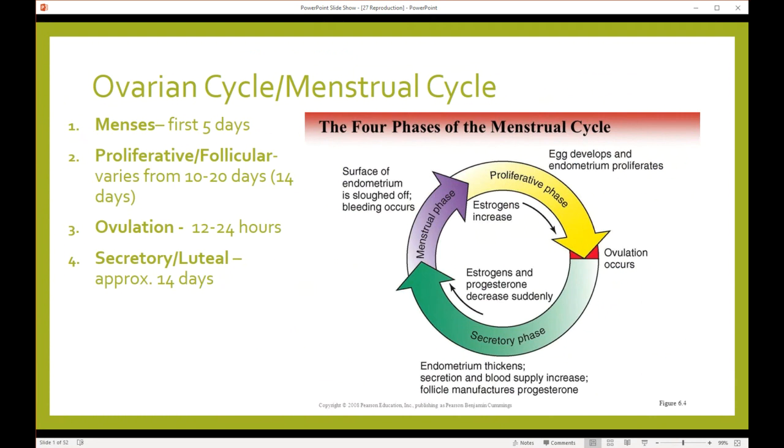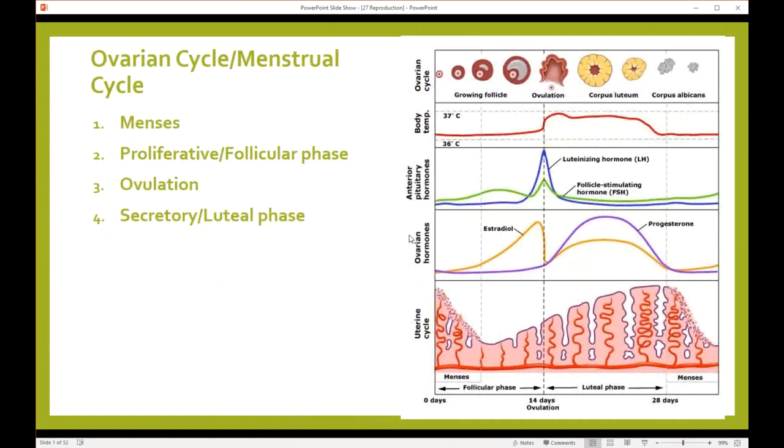Ovulation only lasts about 12 to 24 hours. And then we have what's called the secretory phase. This is also called the luteal phase, because think about luteal hormone, right? Luteinizing hormone. So this is when our endometrium is going to thicken, the secretion and the blood supply is going to increase to the uterus, and the follicle is going to manufacture progesterone. Now, if pregnancy does not occur, meaning that fertilization does not occur, then we're going to get a significant estrogen and progesterone decrease. It's going to drop suddenly. When that happens, we're going to have that menstrual phase again. So about every 28 days.